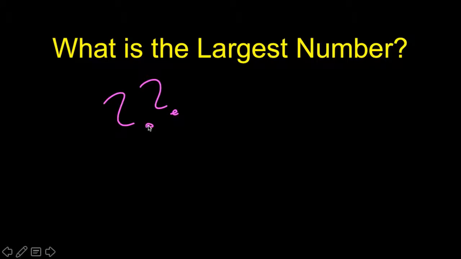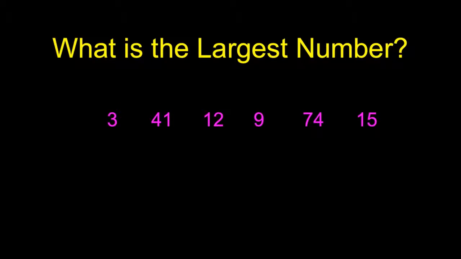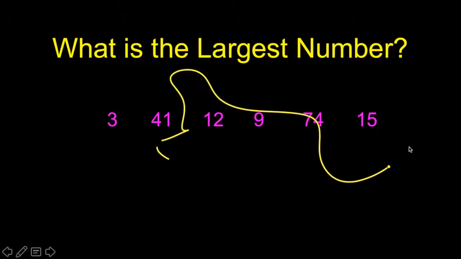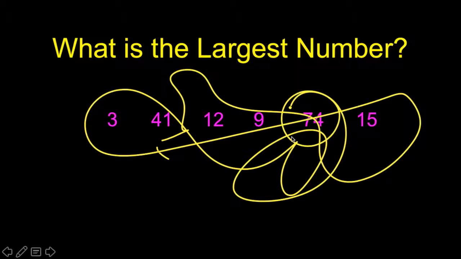Well, it wasn't too hard. It was 74. But that's not the question. How did your brain arrive at 74? So here's all the numbers. If I'd shown you all the numbers and asked you what's the largest number, your eyes would have gone, and then you got to 74.